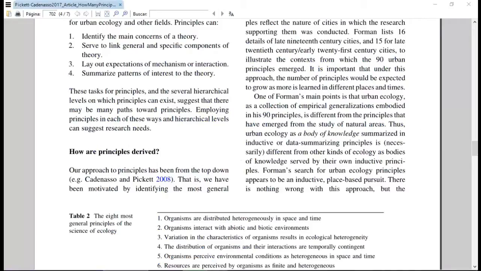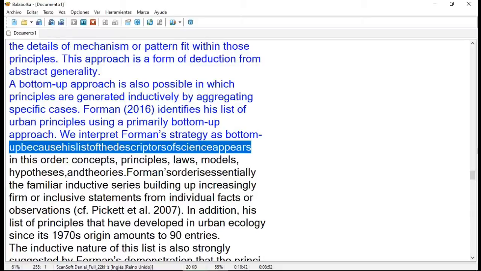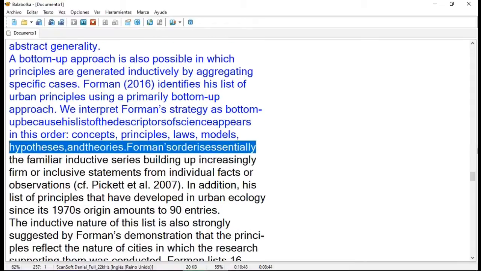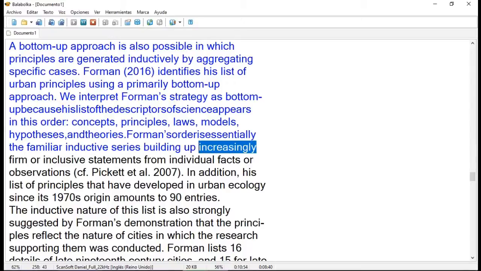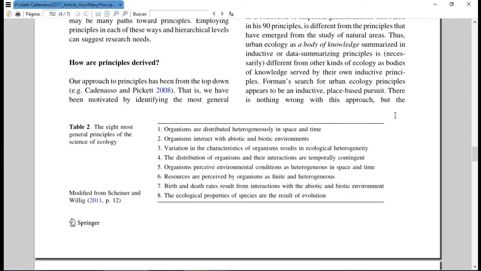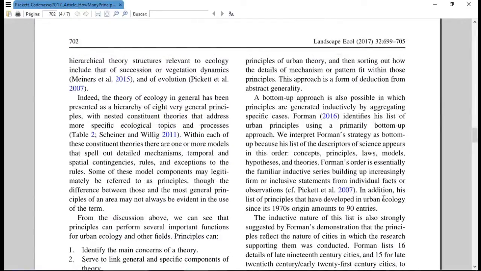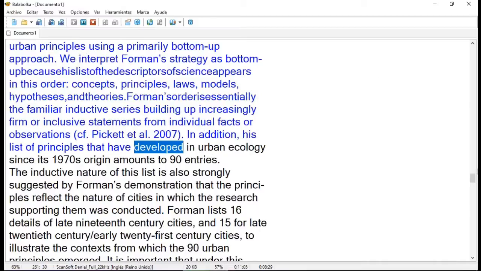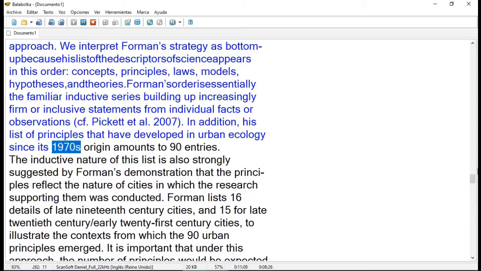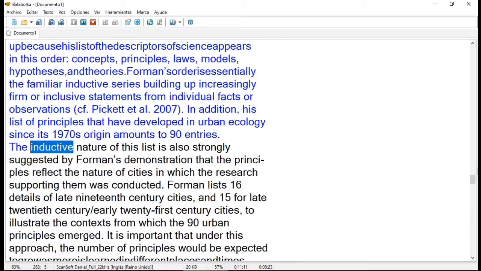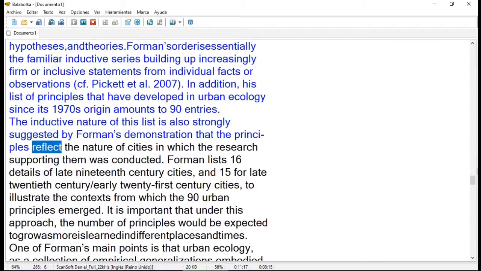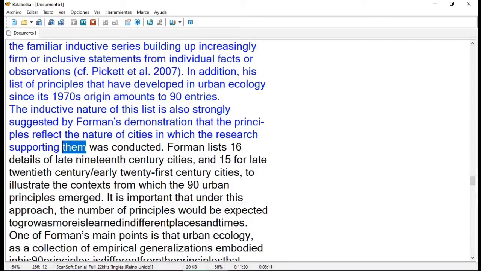We interpret Forman's strategy as bottom-up because his list of the descriptors of science follows this order: concepts, principles, laws, models, hypotheses, and theories. Forman saw this as the familiar inductive series building up increasingly firm or inclusive statements from individual facts or observations. Compare Pickett and others, 2007. In addition, his list of principles that have developed in urban ecology since its 1970s origin amounts to 90 entries. The inductive nature of this list is also strongly suggested by Forman's demonstration that the principles reflect the nature of cities in which the research supporting them was conducted.